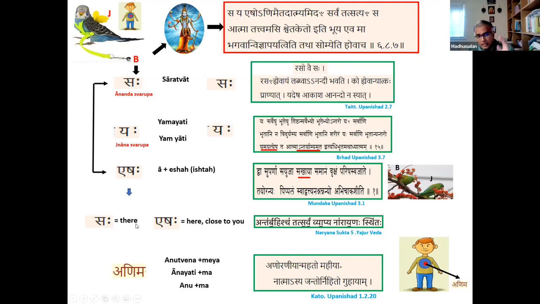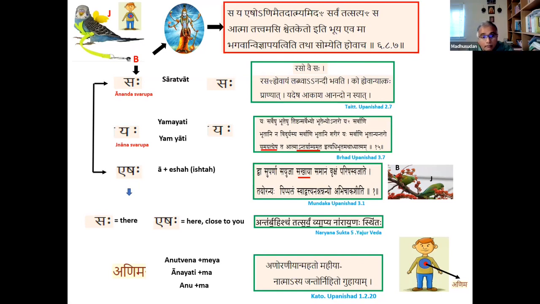So, if Saha is there, Eshaha means this person who is very close to you. He is not only very far away, but he is also very close to you. And we saw in the Narayana Sukta of the Yajurveda, Antarbahishcha tat sarvam vyapya Narayana sthitaha. Never forget that verse, because that is a foundational verse for all that the Vedas have to say.